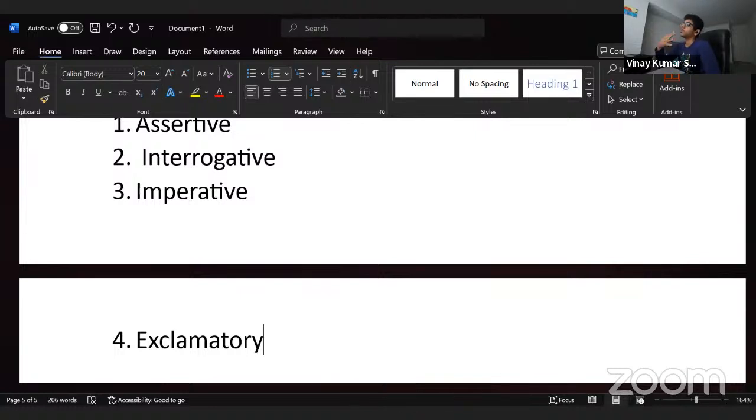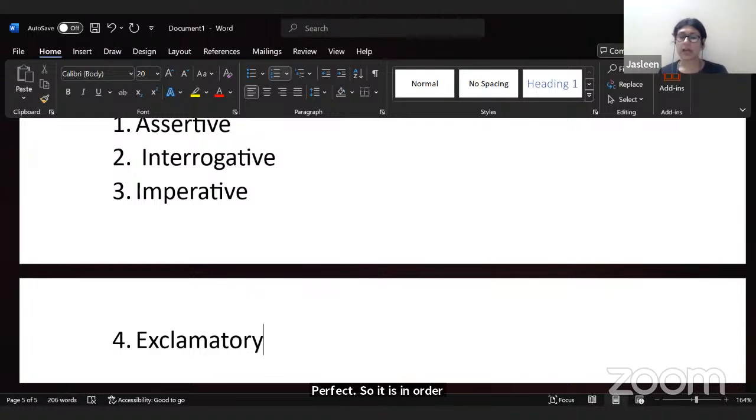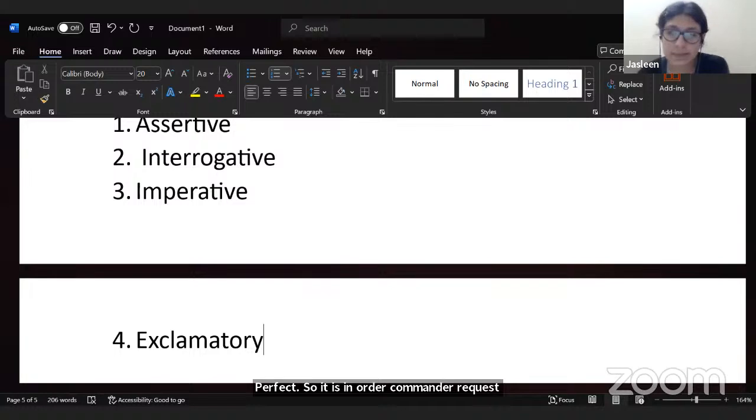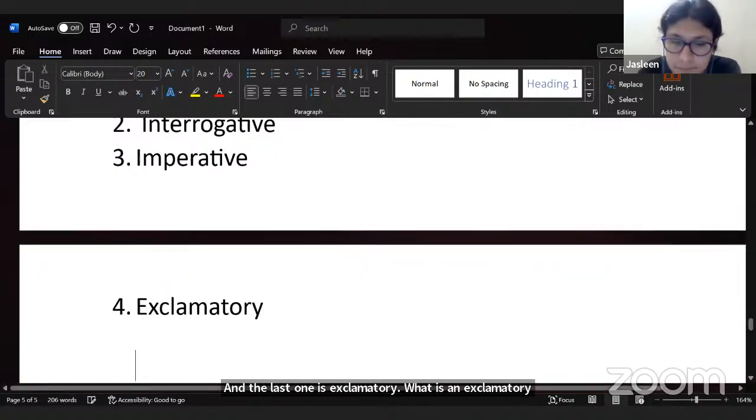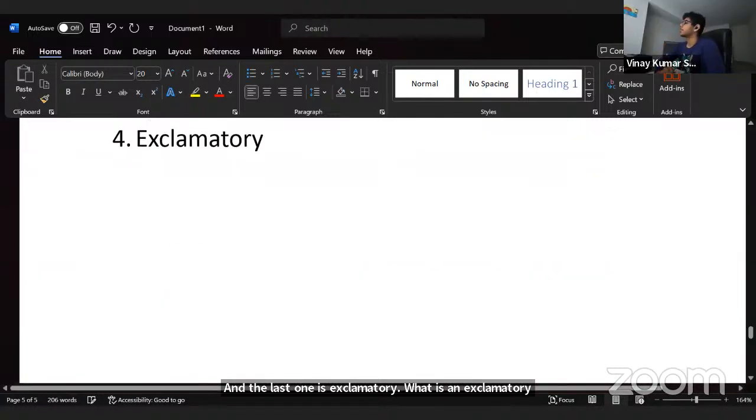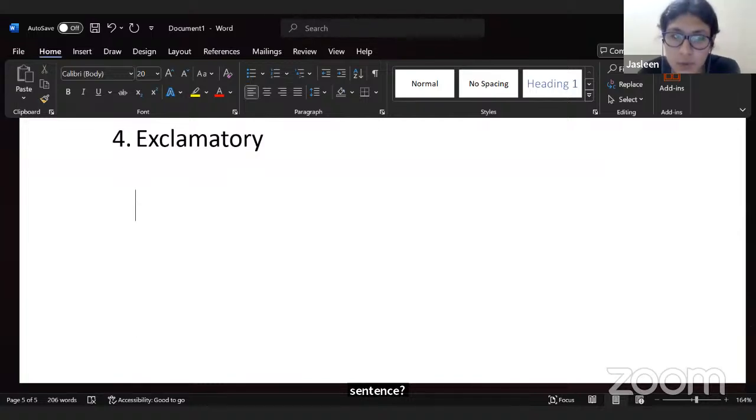It's an order, like do this. Perfect. So it is an order, command, or request. And the last one is exclamatory. What is an exclamatory sentence? It expresses emotion. Perfect. It expresses emotions.